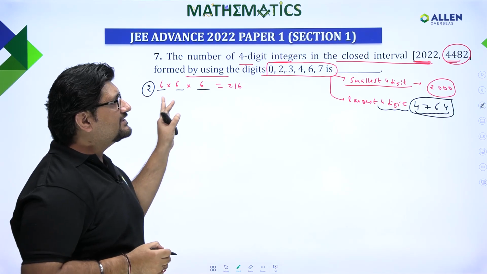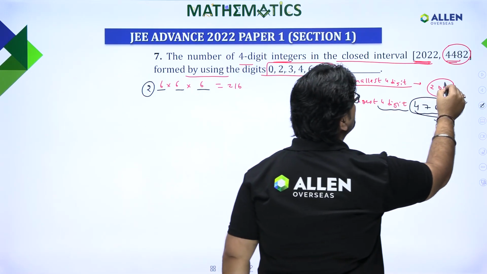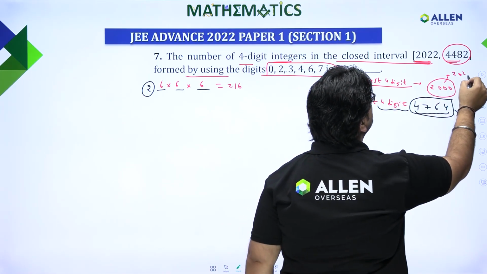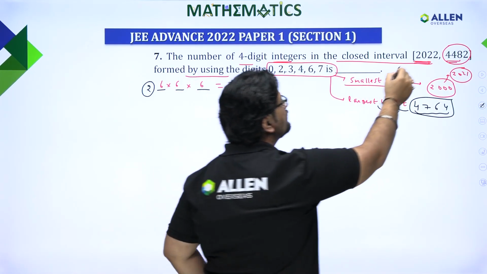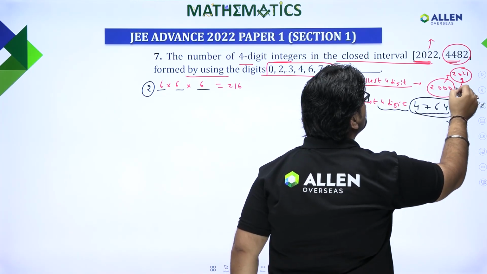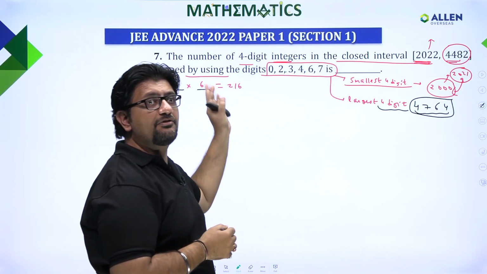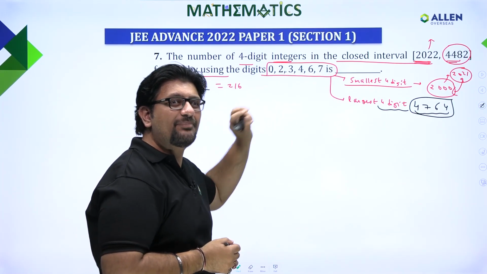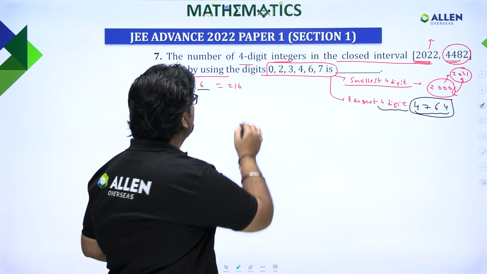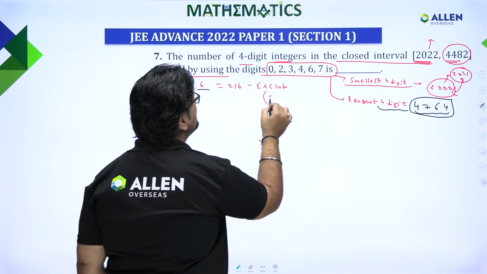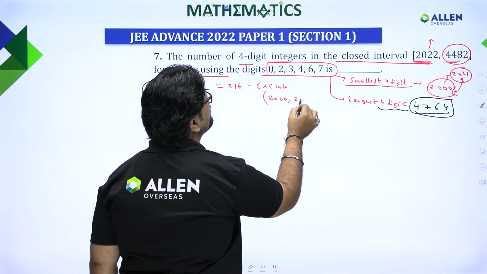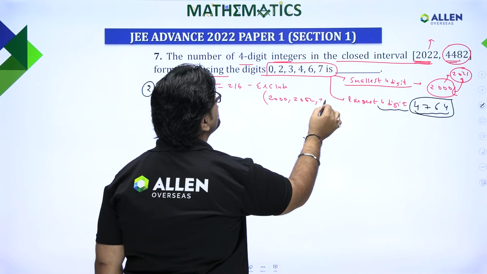But in these numbers, the numbers from 2000 till 2021 are also being included, but we have to start the number from 2022. Therefore, out of these numbers formed by using the digits given, some should be separated, my dear. So which numbers to be excluded? Yes, 2000 I will exclude. Then 2002 I will exclude.